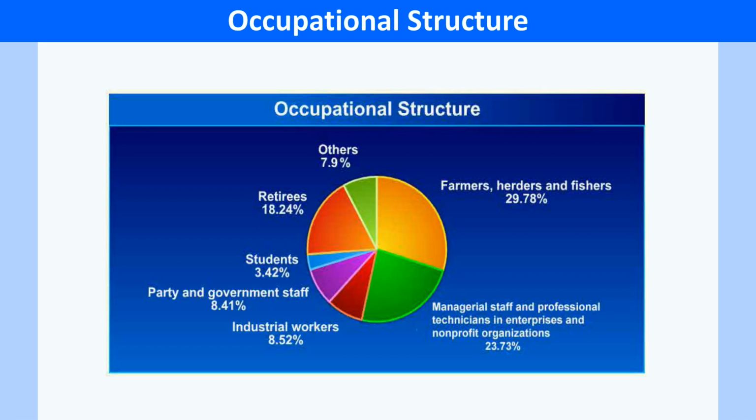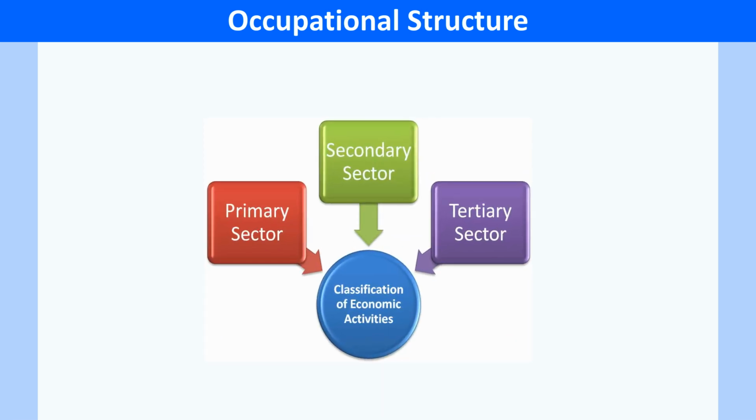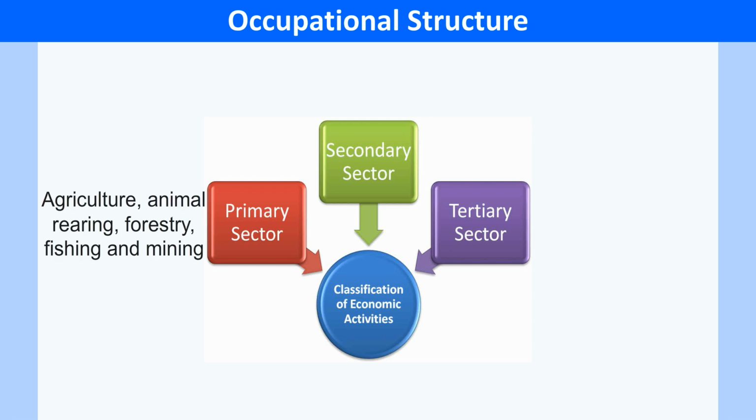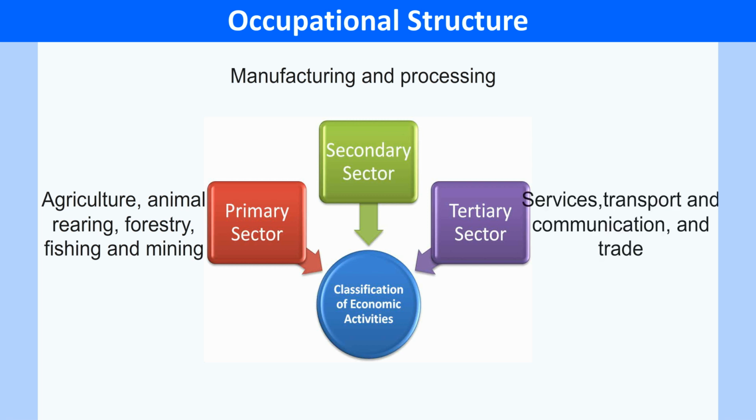Occupational structure gives an idea of the number of people within the total population engaged in different activities to earn a livelihood. Primary activities include agriculture, animal rearing, forestry, fishing and mining. Secondary activities are like manufacturing and processing. Tertiary activities include services, transport and communication, and trade.